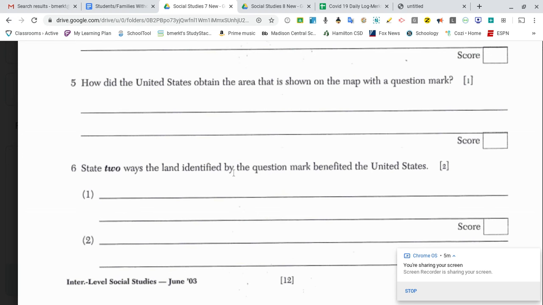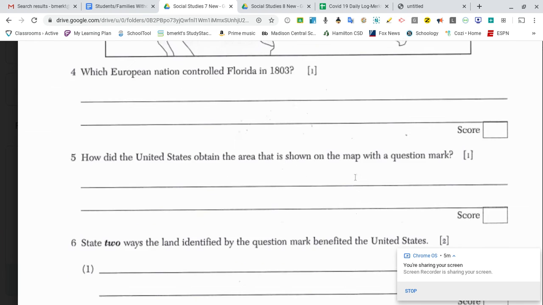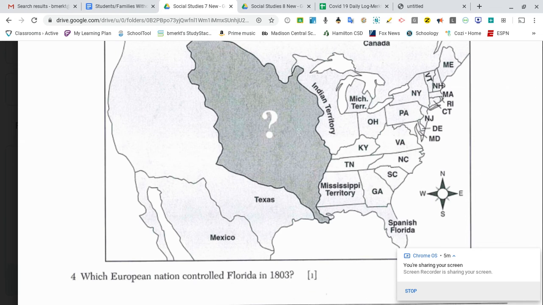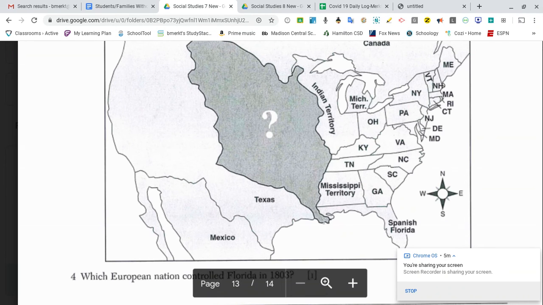State two ways the land identified with the question mark benefited the United States. Do you remember why it was necessary to buy all of this? We wanted control of what river? Right, to control the Mississippi River. You might also mention what city down here. The city of New Orleans became very important for us to control.